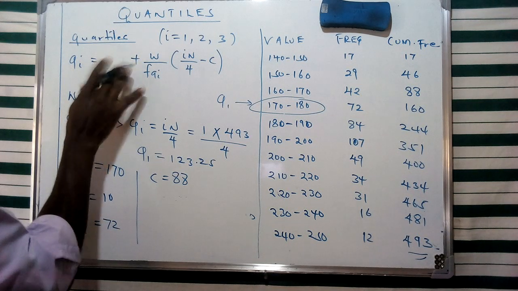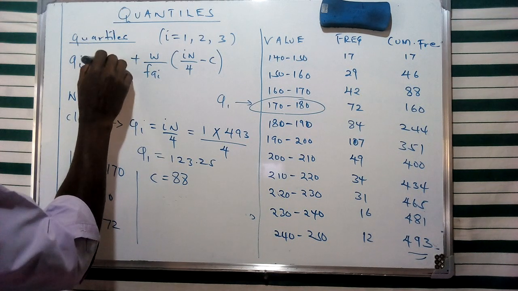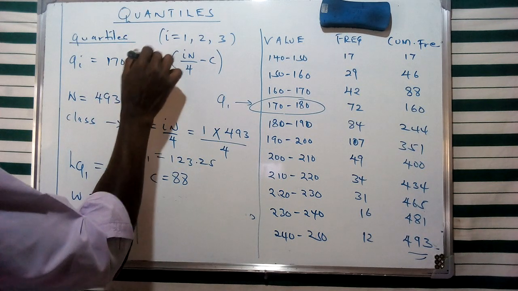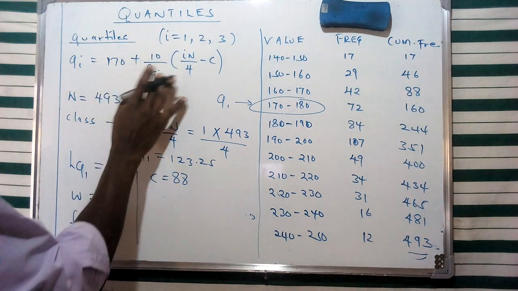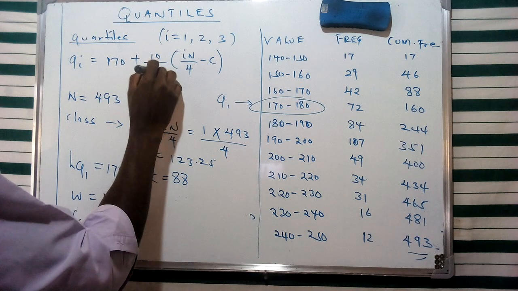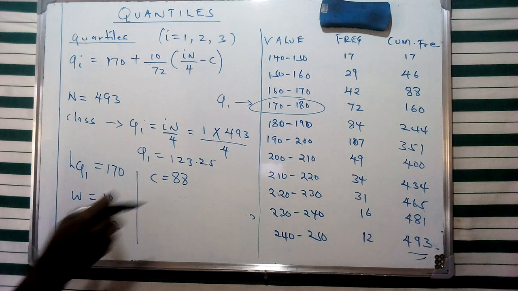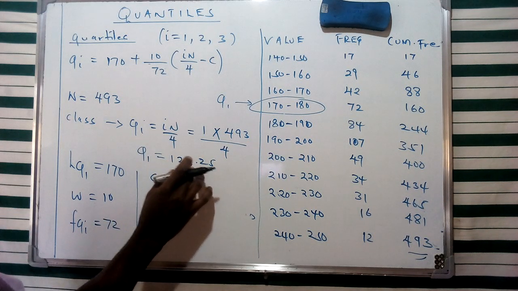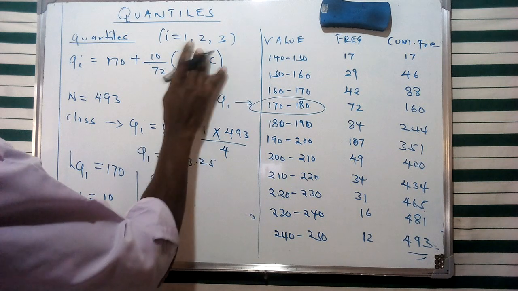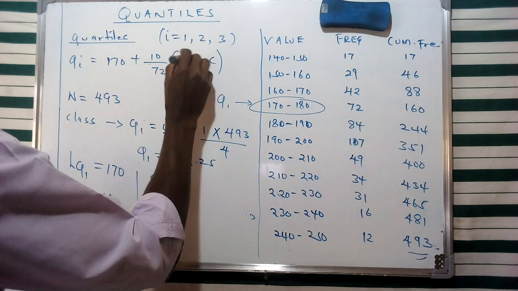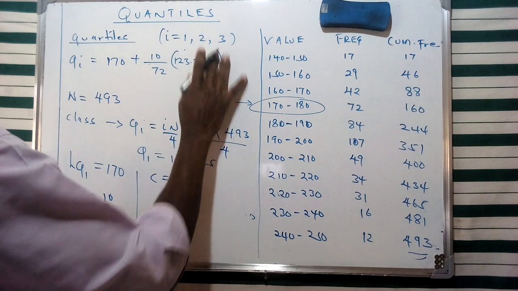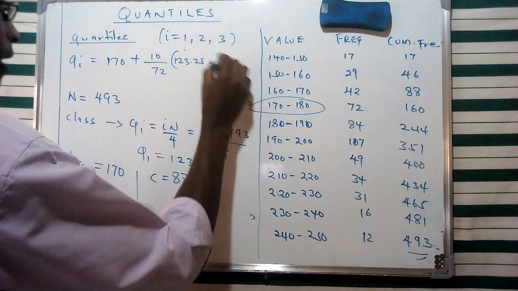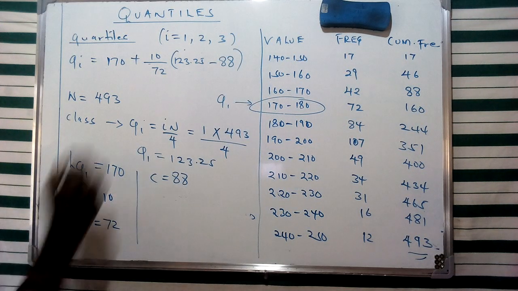So we shall have the lower class boundary of the first quartile class given as 170. And then the class size, we have said, is a value of 10. The frequency of the first quartile class is 72. And then the value of IN over 4, we have found as 123.25. So we shall have 123.25, and then minus the value of the cumulative frequency of the class preceding the quartile class.